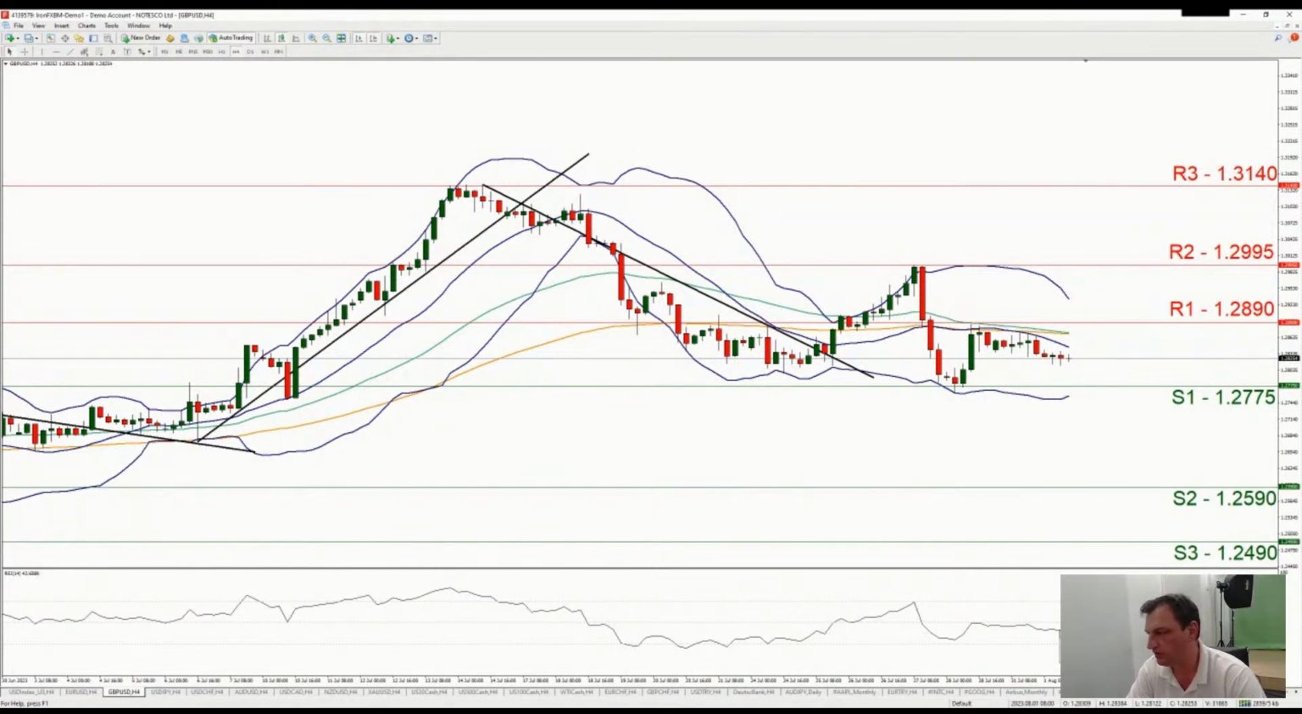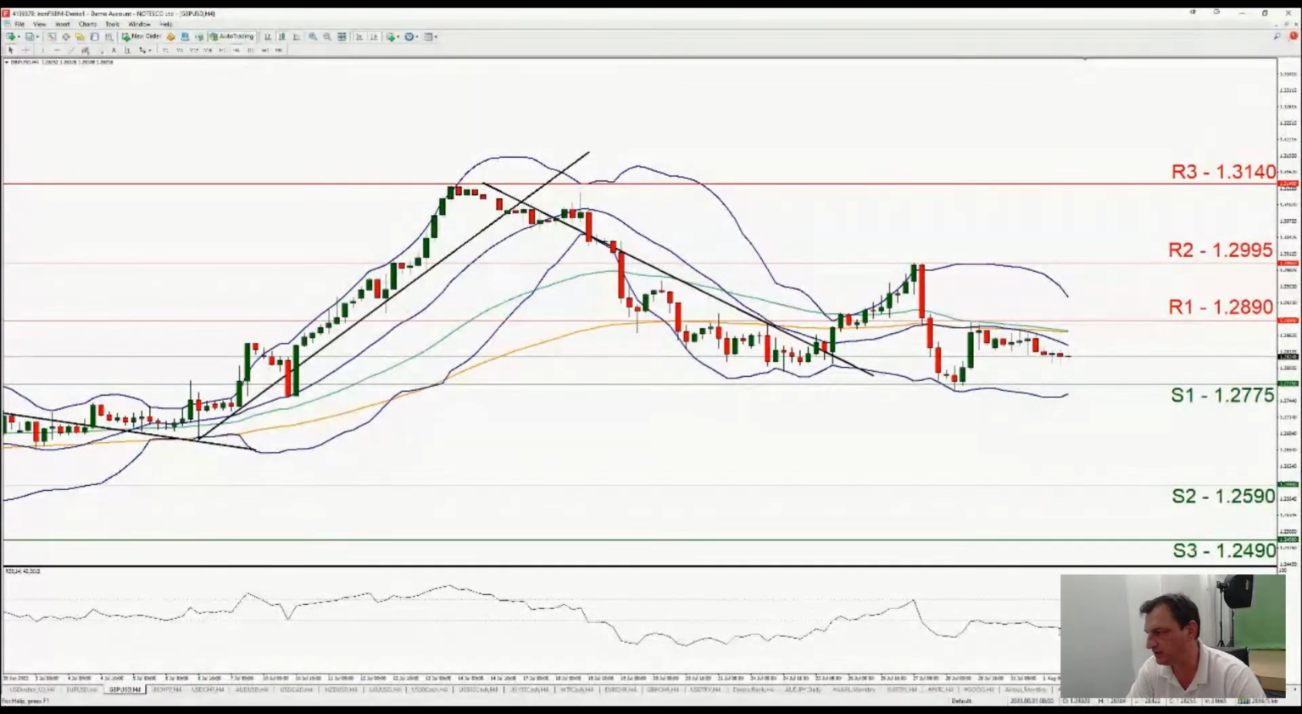Should the bulls take over, we may see the price action rising, breaking the 1.2890, and start aiming for the 1.2995. Definitely a break of the first resistance line would be required for a bullish outlook. On the flip side, should the bears take over, we may see the price action dropping, breaking the S1 1.2775. I recognize that there may be a mid-level between the S1 and the S2, but the target here would be the S2 1.2590.